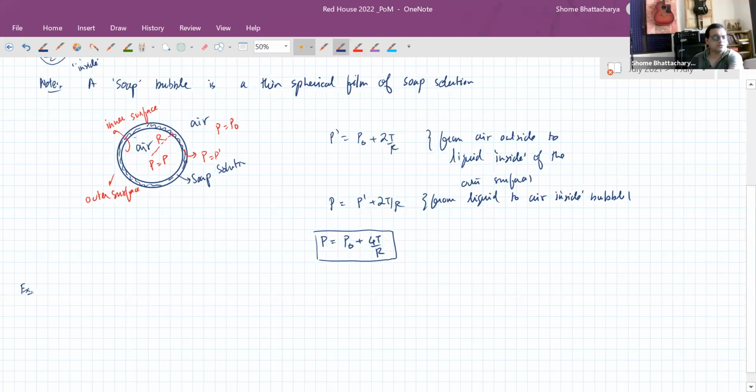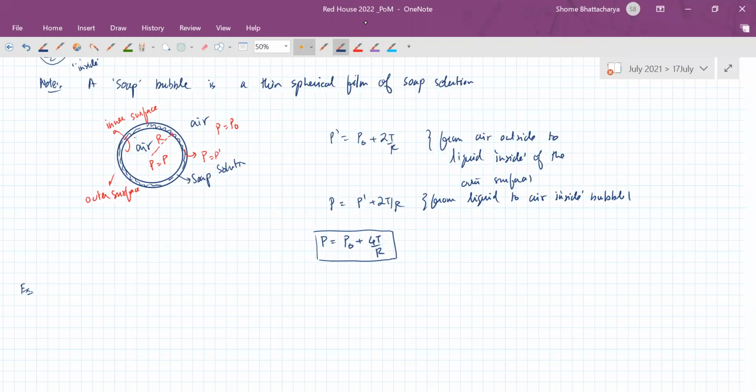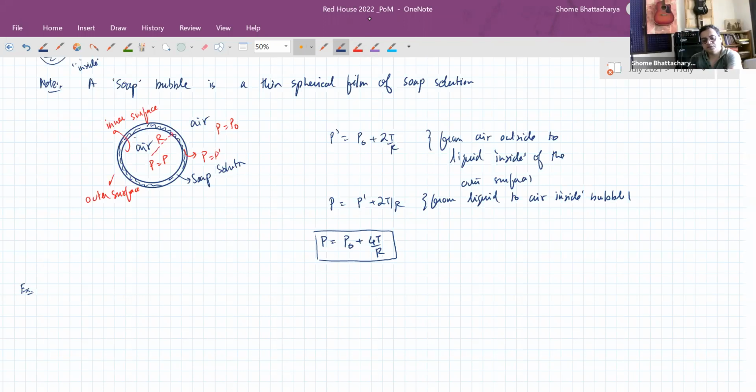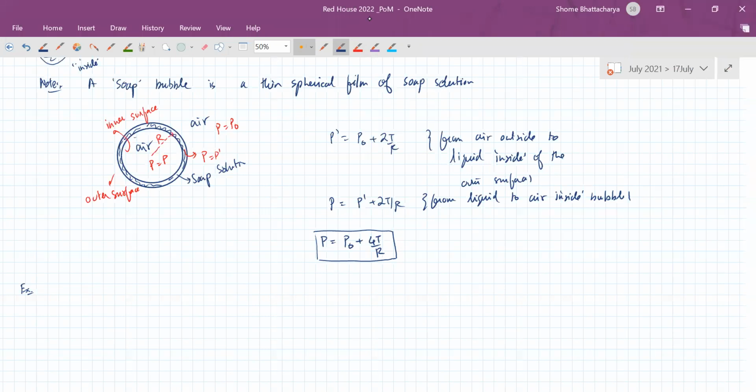P dash is the pressure of the liquid in the shell. There's a thin layer of liquid, so that exists at some pressure, and that pressure is P prime. Okay, so there are basically three different pressures: the pressure of the air outside, the pressure of the liquid in the shell, and the pressure of the air inside the shell. And that's why that formula is being applied twice now. Okay, sir.